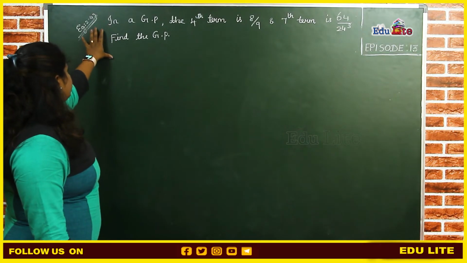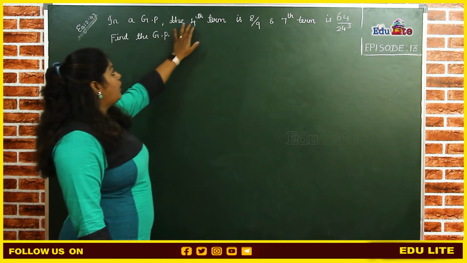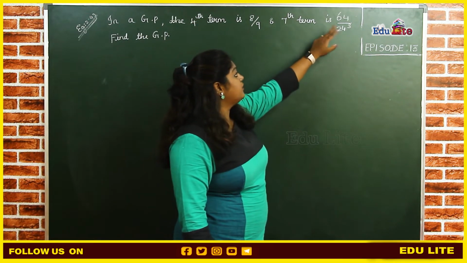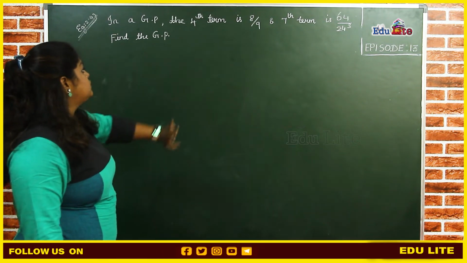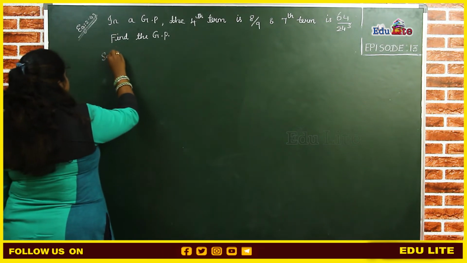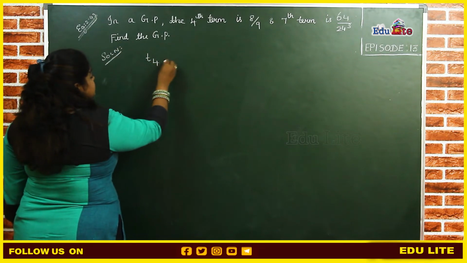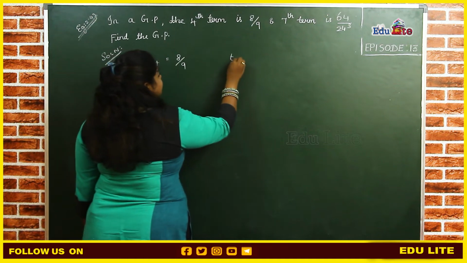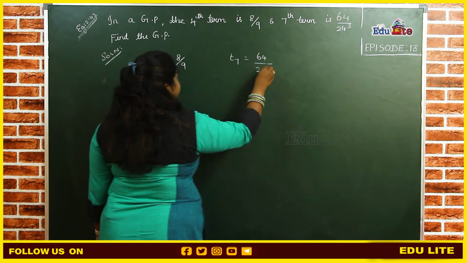In example 2.43, we are given that in a geometric progression, the fourth term is 8 by 9 and the seventh term is 64 by 243. We need to find the GP using these two hints. The fourth term is expressed as T4, which is equal to 8 by 9, and T7, the seventh term, is expressed as 64 by 243.